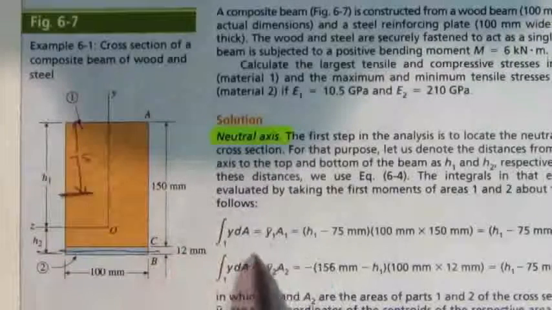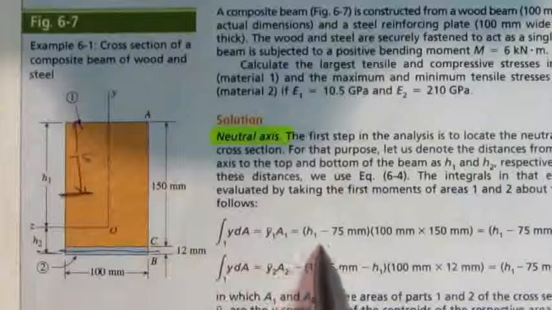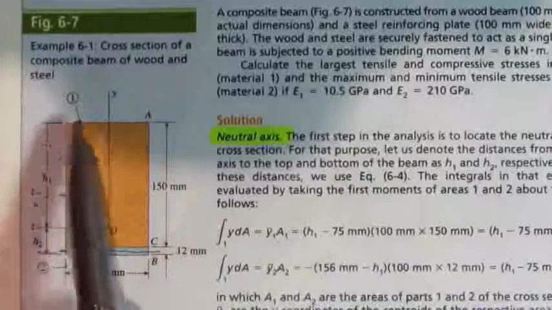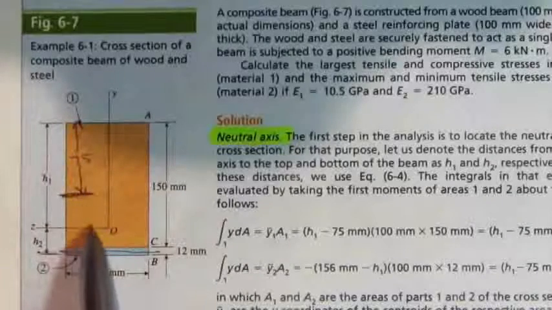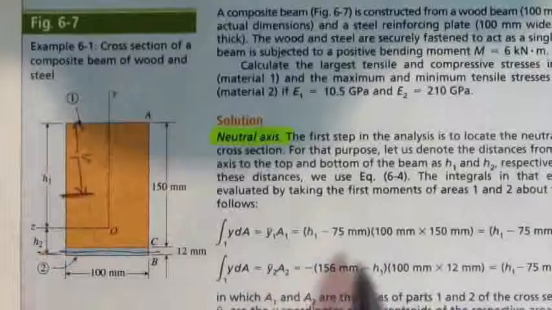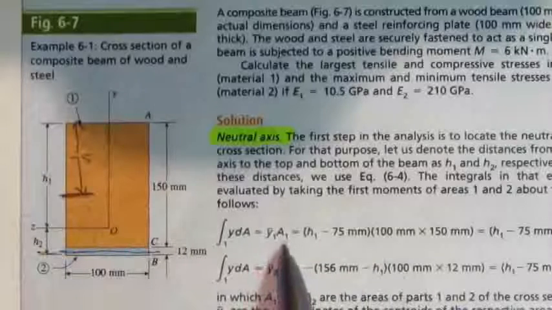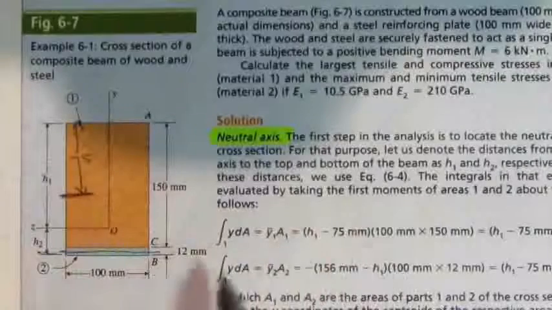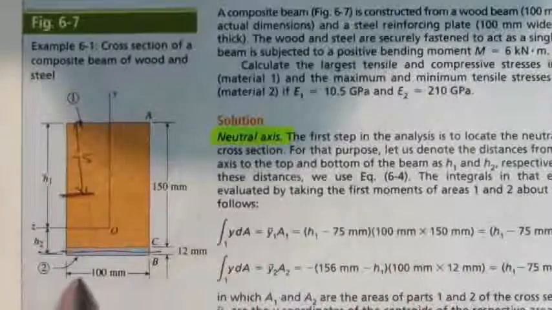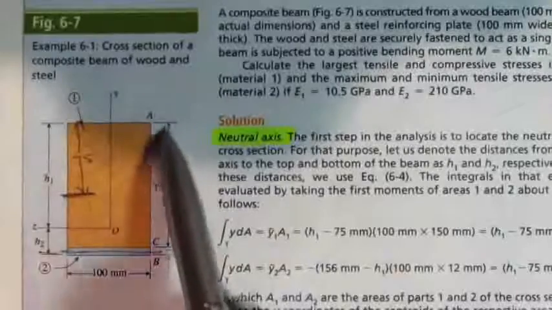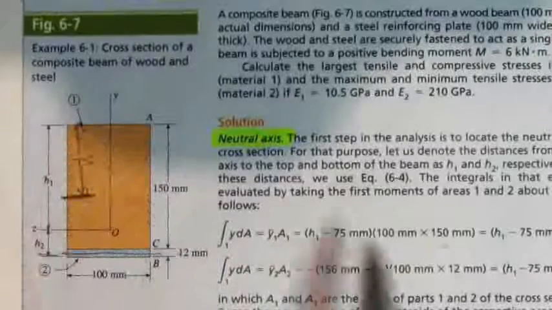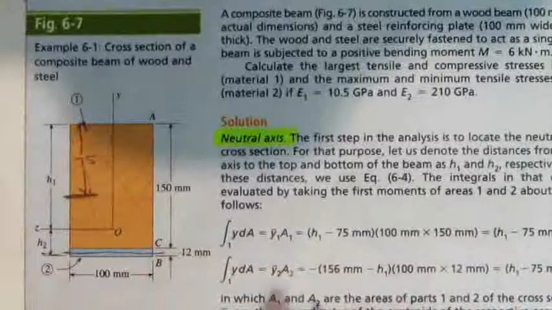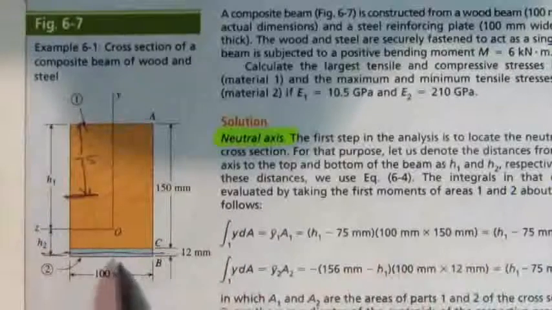So as you can see here, that distance is h1 minus 75. So you take h1 and subtract 75, and that will give you the distance you're looking for. And you multiply that by A1. A1 is the area of material 1, and that's easy for us to calculate. It's basically length times breadth, that is 100 times 150, which gives you the area of wood, and you leave it in that form. Okay, and then you do the same thing now for the steel part.